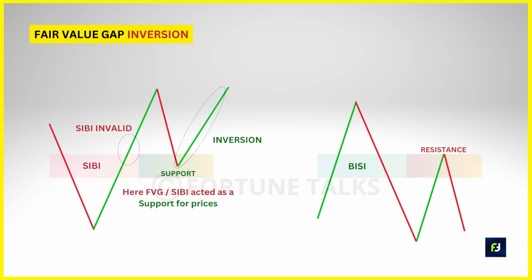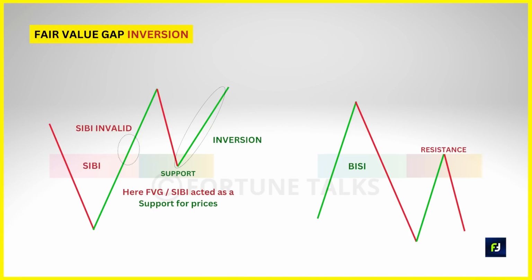The next thing we are going to look at is fair value gap inversion. To explain this in simple terms, inversion happens when a fair value gap fails or when the price closes through it, and then this fair value gap can be used as a support or resistance for future price movements.